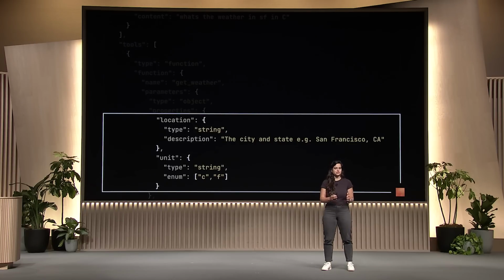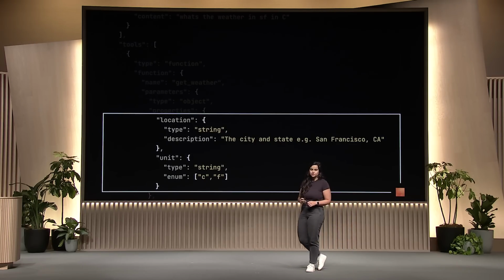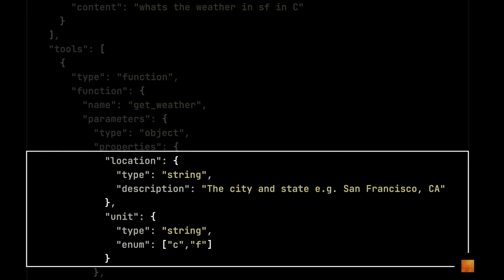So location is a string type, and so is unit, but it's actually limited to just a few fields with the enum parameter. When you supply a function like this in our API, our systems will show the model this spec, and it will use that information to generate tool calls when it's appropriate.